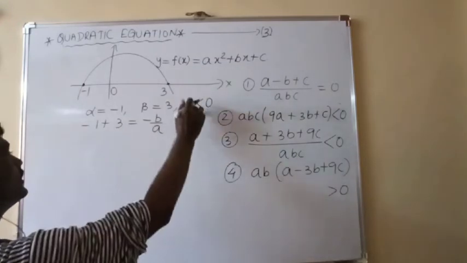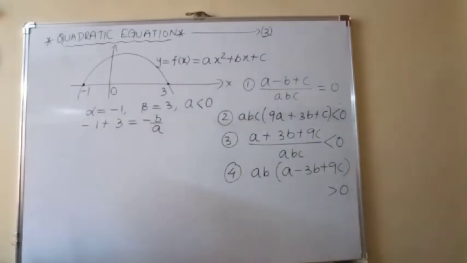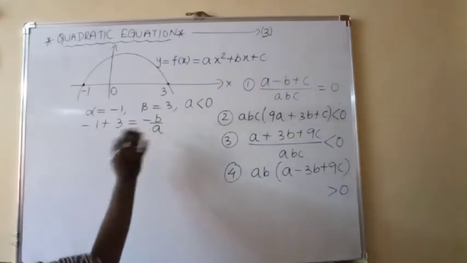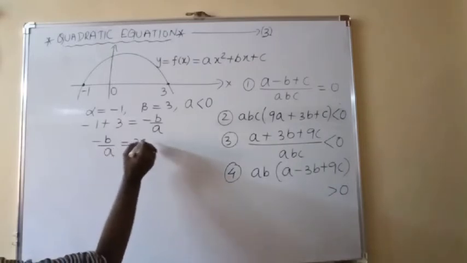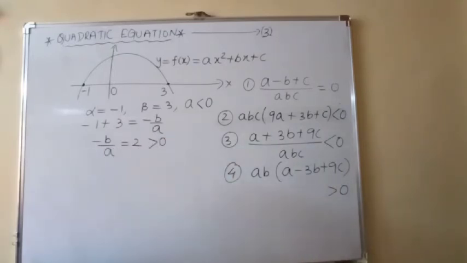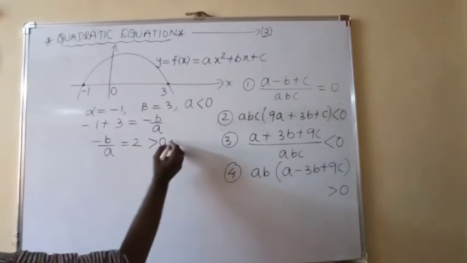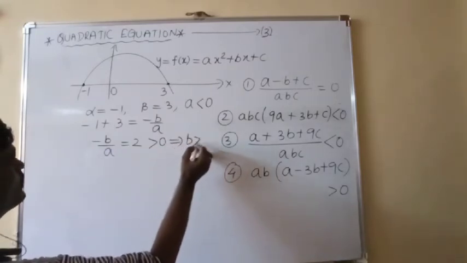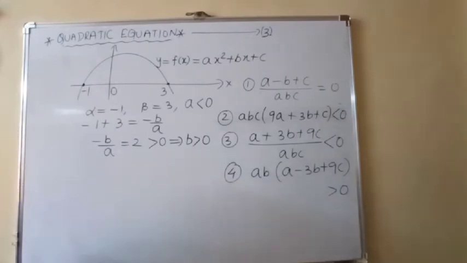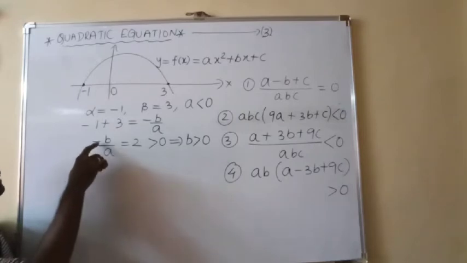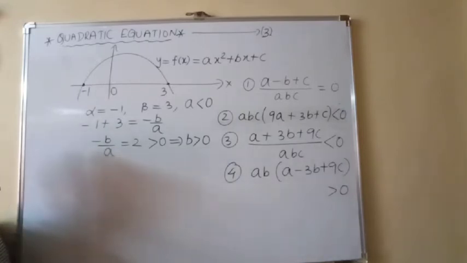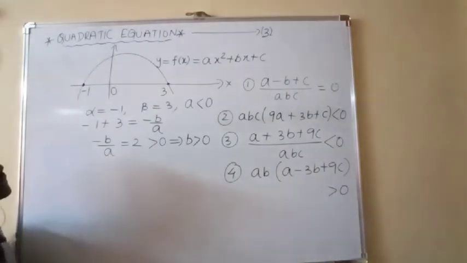Okay, a is clearly negative and the roots are alpha is equal to minus 1, beta is equal to 3, and the sum of the roots minus 1 plus 3 is equal to minus b by a. So minus b by a is equal to 2, which is positive. So that implies that b must be positive. Correct? Because a is negative, so minus b is negative. If minus b is negative, negative by negative is positive. So minus b negative means b must be positive.